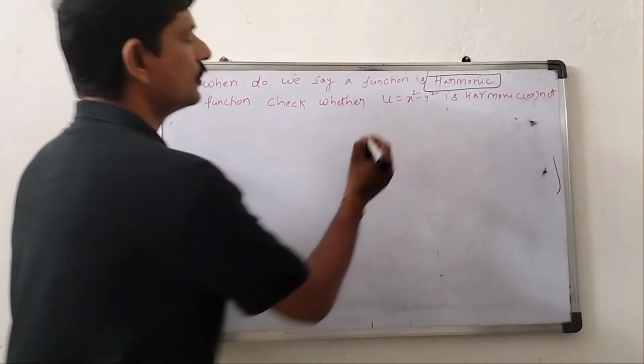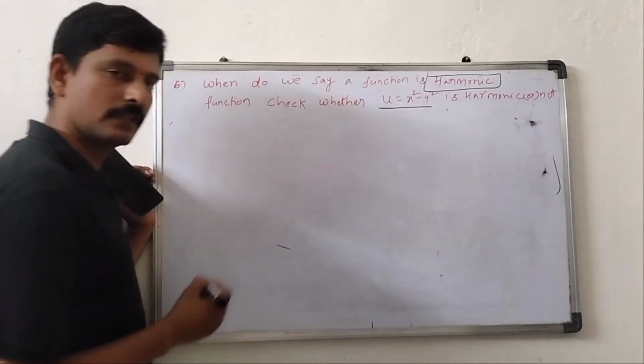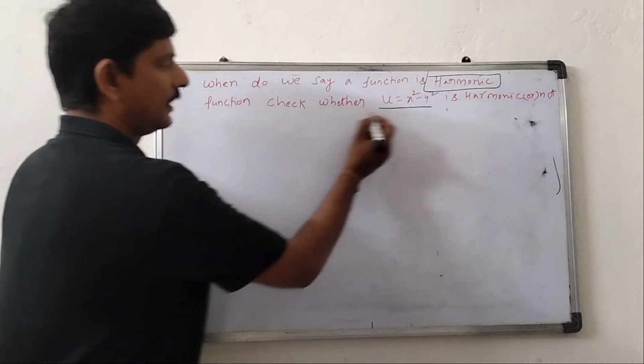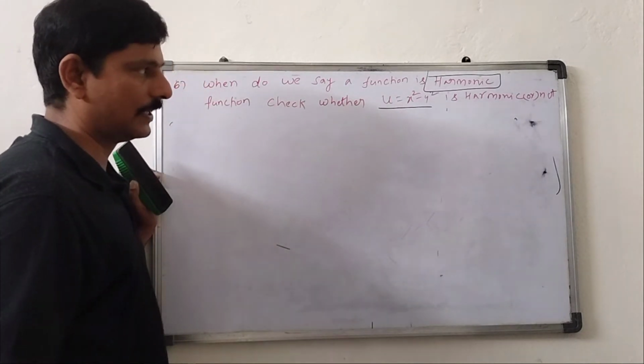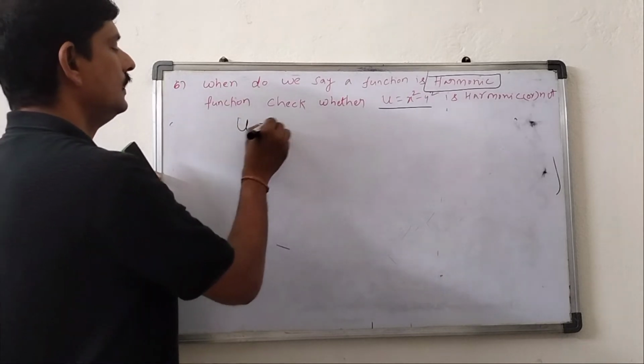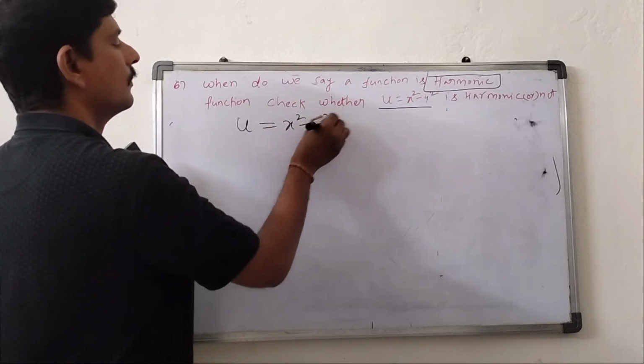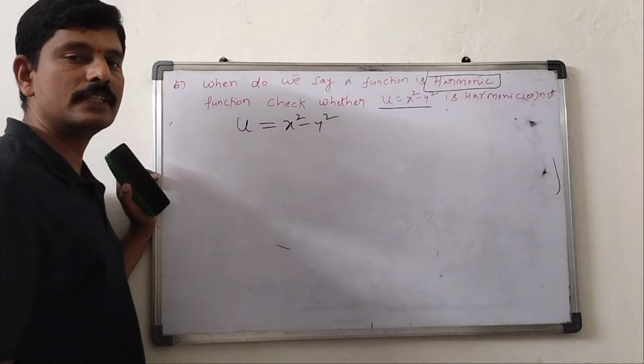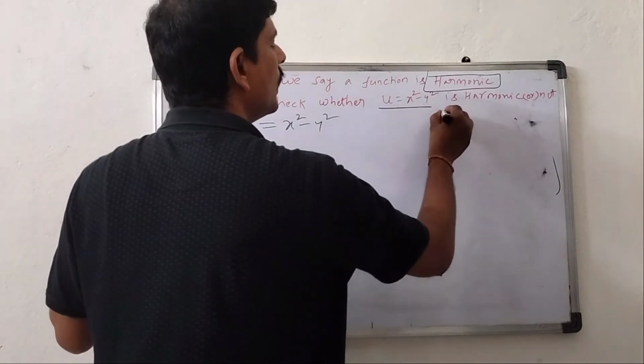Right, here is one more question. What is that? Check whether u is equal to x square minus y square is harmonic or not. Now let us take u is equal to x square minus y square. Just now we have discussed what is harmonic. We have to prove it is harmonic.